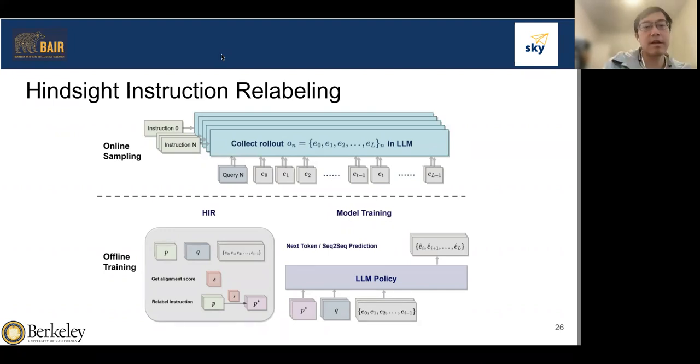So the major advantage of our algorithm is that we want to develop this very simple online sampling, offline fine-tuning framework for alignment purposes.